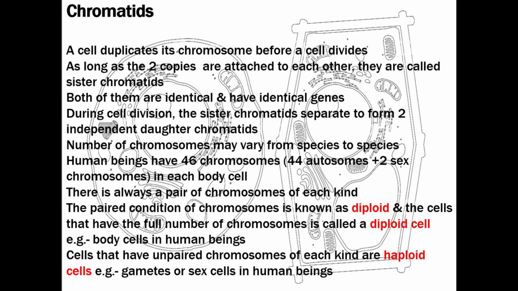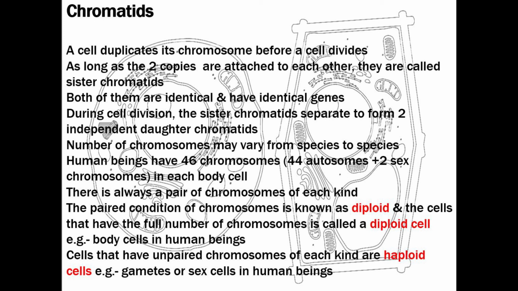When the two copies of a cell, where one cell creates another copy, are attached to each other, they are called sister chromatids. Both of them are identical and have identical genes. Now when cell division happens, the sister chromatids separate from each other and two independent daughter chromatids come into form.